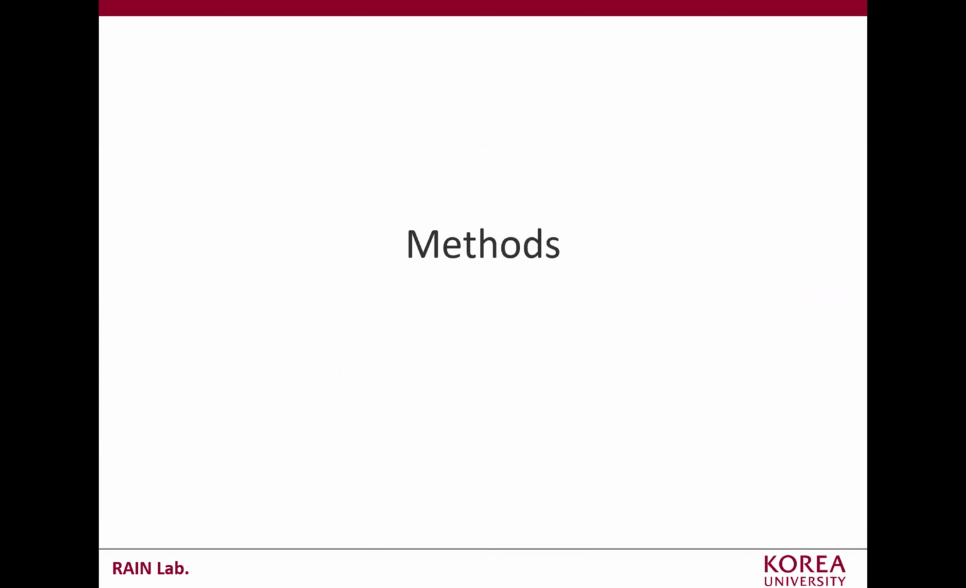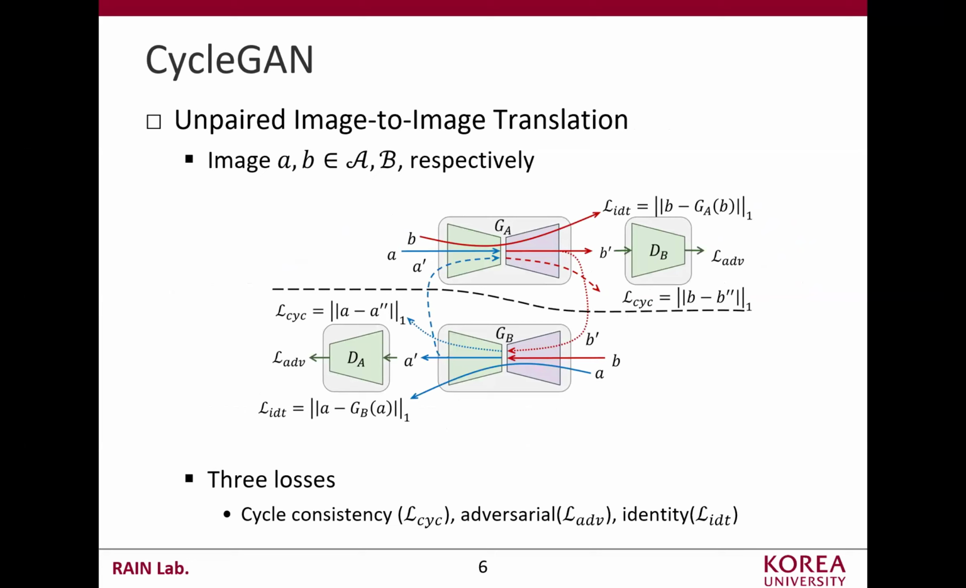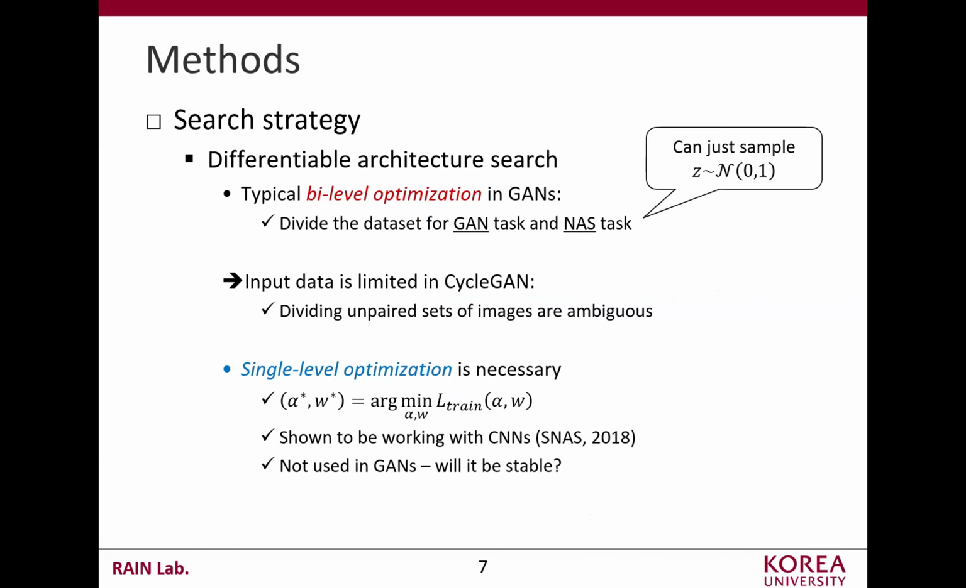So let's go on to the methods. Before going on to our method, I will explain CycleGAN briefly. CycleGAN is for unpaired image-to-image translation, and you see that there are images A and B belonging to the finite sets script A and script B. Note that they are finite, unlike the GANs, because GANs sample from Gaussian noise, which means their inputs are infinite. And CycleGAN has three losses: cycle consistency, one adversarial, like in GANs, and one for identity. So it has triple the objectives of GANs.